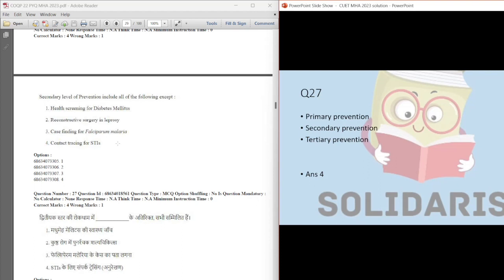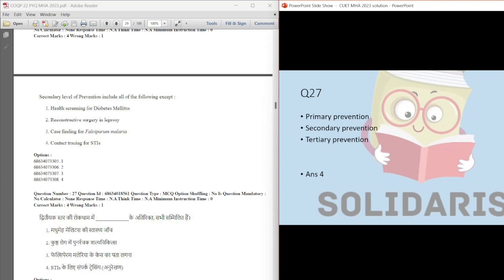So all of these things are preventing the disease from progressing more. But reconstructive surgery in leprosy is different: leprosy has already done what it had to do, and the patient has lost a limb or a finger or any part of the body, and then we are doing something to reduce the damage or keep the patient as good as possible. So that is tertiary prevention.